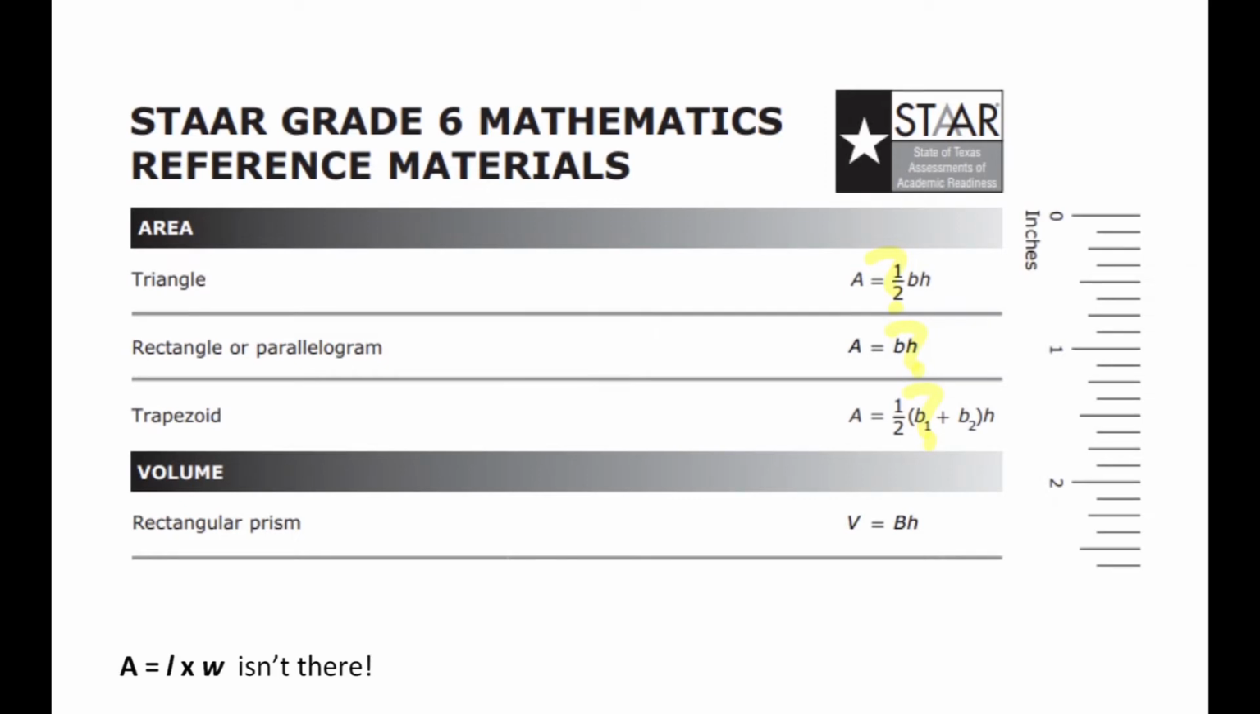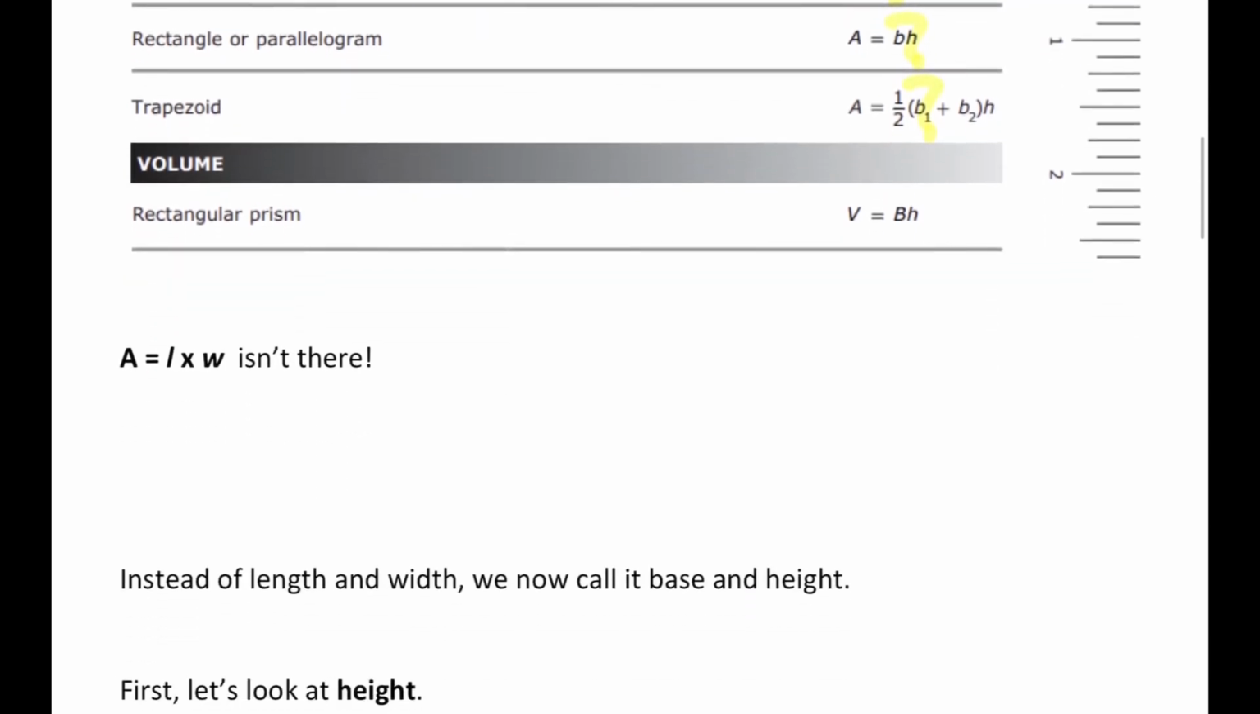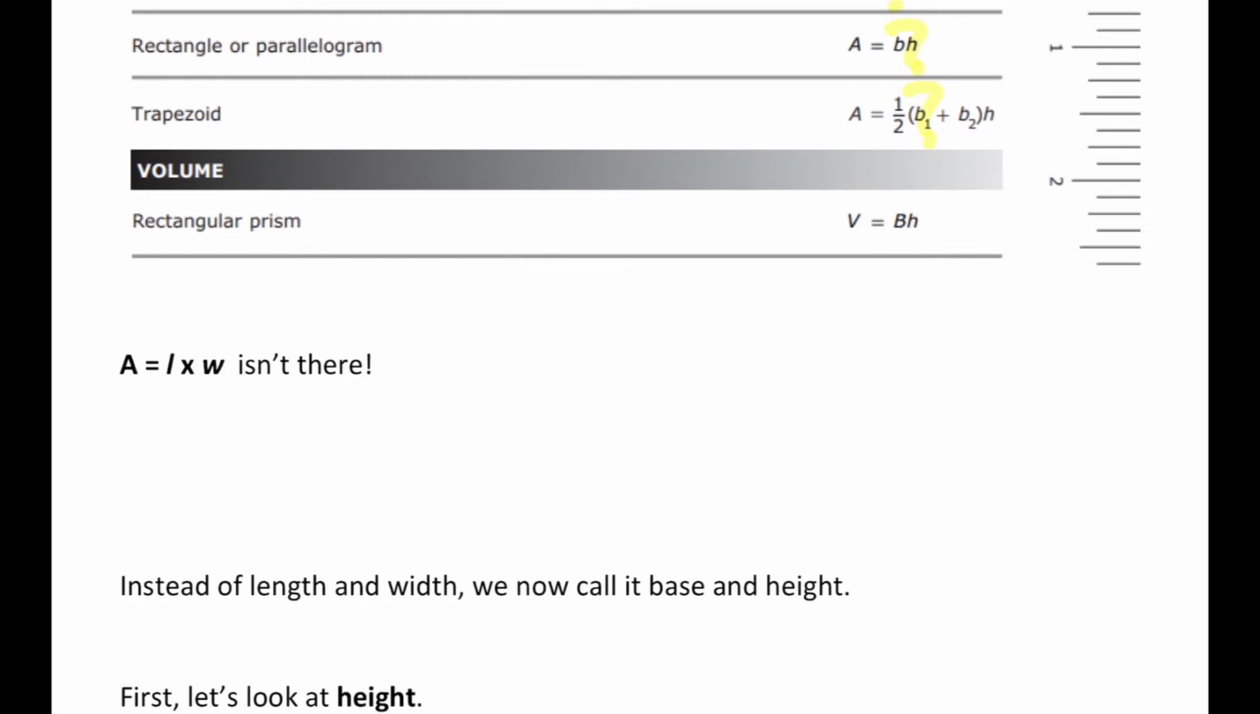And then all of a sudden, now if you look at the fifth grade MVP, it is there. It does say length times width. But in sixth grade, it doesn't. It's no longer there. So instead of calling it length and width, we now call it base and height.